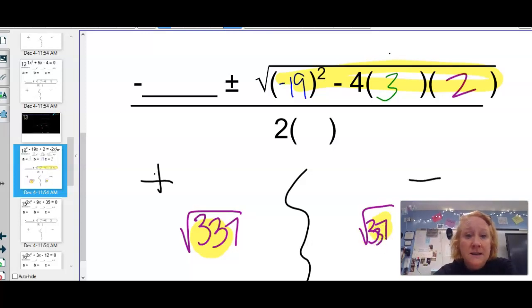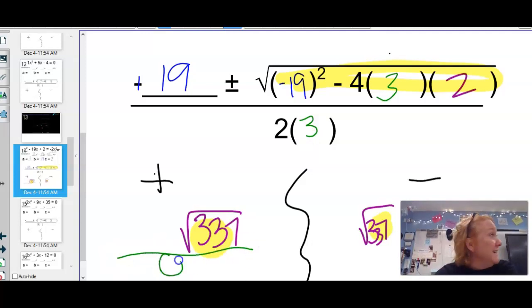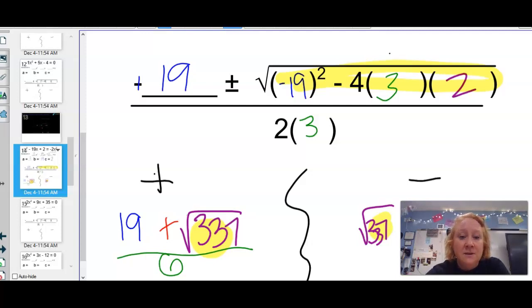Now I go back in here. X equals negative b. Well, b was already negative 19, so that makes plus 19, all over 2a, and a was 3, so I get 6 on the bottom. So then I go 19 plus the square root of 337, all divided by 6. And over here I'm going to go 19 minus, since it's plus or minus the square root. I do it with the plus sign, then I do it with the minus sign, all over 2a.